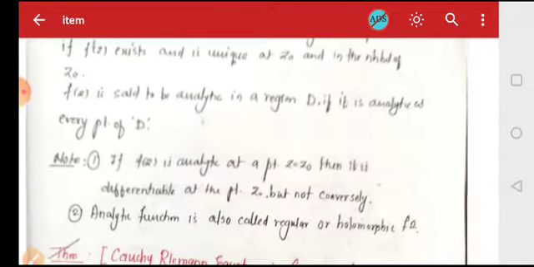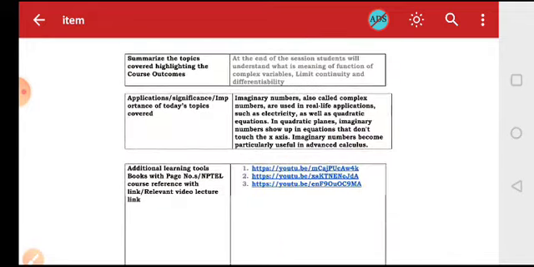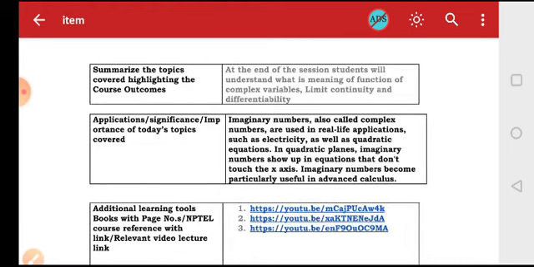With this, in the next class we will be studying the CR equation or the Cauchy-Riemann equation with respect to Cartesian and polar form. Now to summarize today's session, at the end of the session students will understand what I mean by function of a complex variable, what is limit, continuity, differentiability, what I mean by analytic function and all.